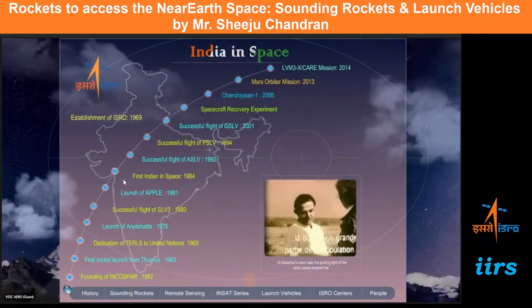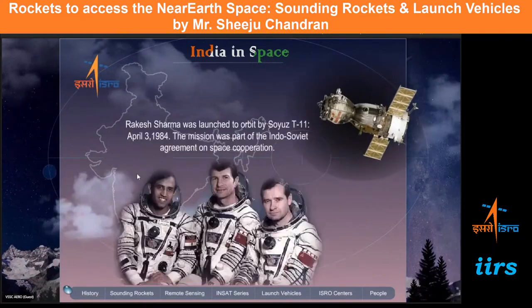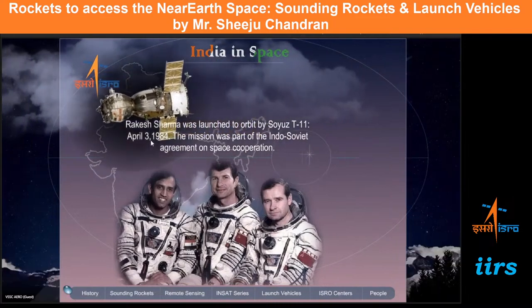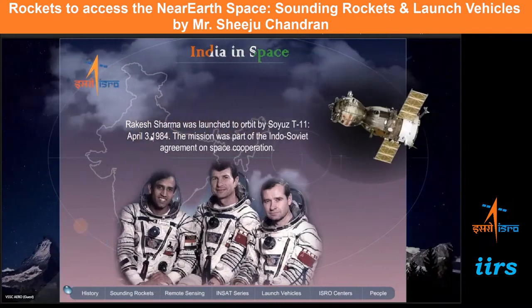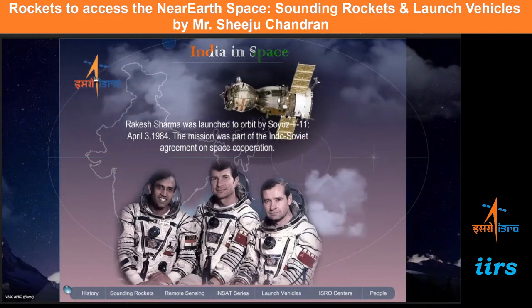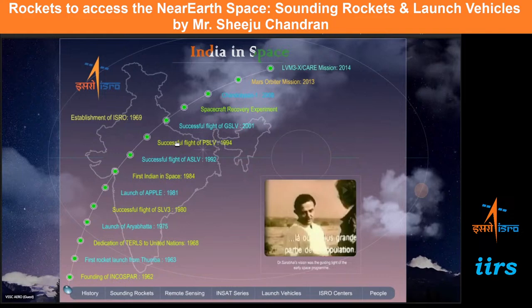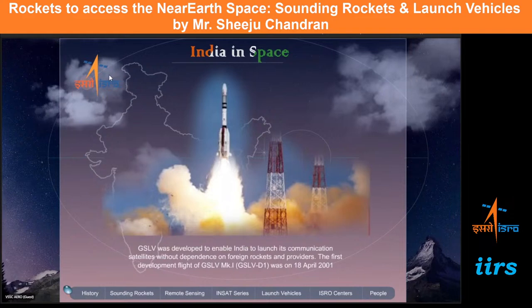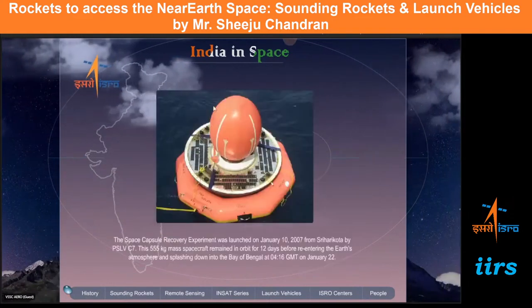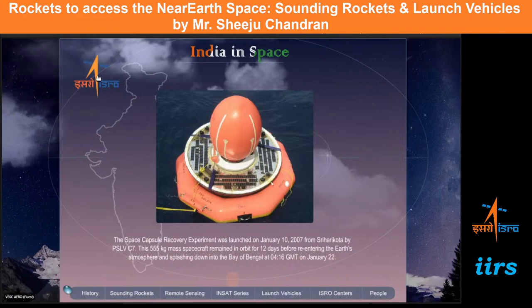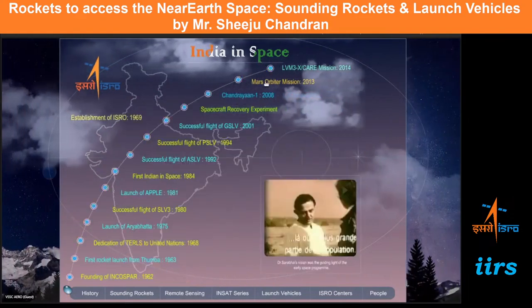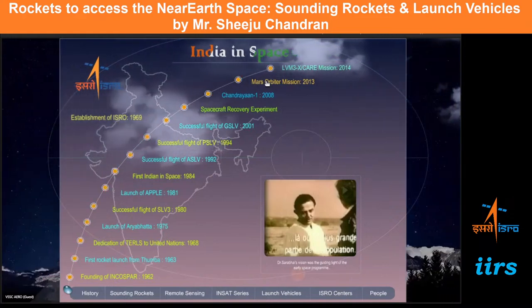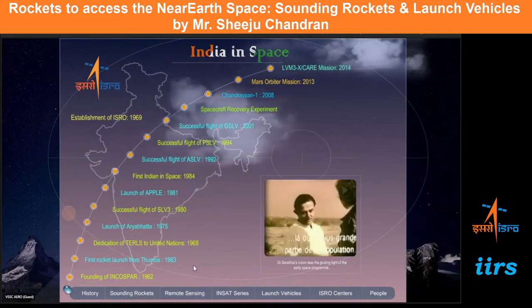Then we had the first Indian in space, Squadron Leader Rakesh Sharma. He went to space in the Soviet Soyuz T-11 in 1984. Then we had a lot of other major launch vehicles, like PSLV in 1994. Then we had GSLV with the first cryogenic experiment. Then we had the spacecraft recovery experiment: we launched something to space and recovered it from space. And we had the Mars Orbiter Mission and the Chandrayaan mission, which of course you are familiar with, and I understand there are separate lectures about that.